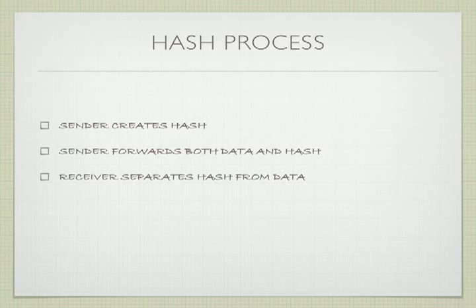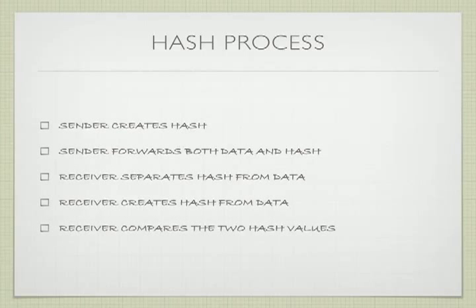The receiver will separate the hash from the data, and then the receiver will take the data and do the math operation again to create a hash answer of its own. And then the receiver will compare those two hash values, the one it received from the original transmission and the one it generated by doing the math itself, and make sure they're the same. If the two hash values are the same, then we know the data is intact and has not been damaged at all by the transmission process.